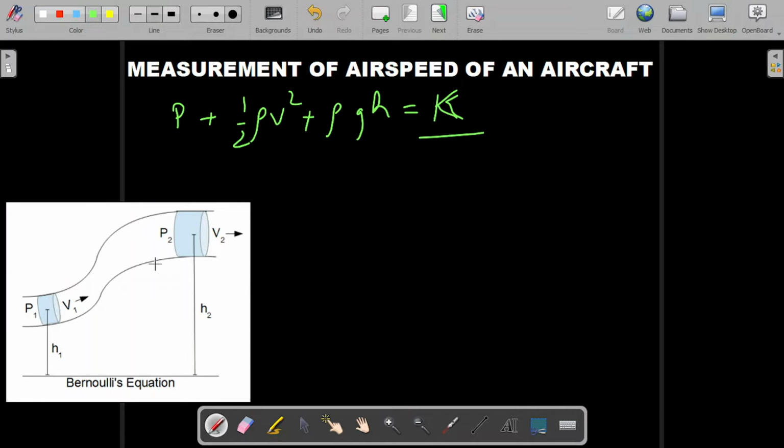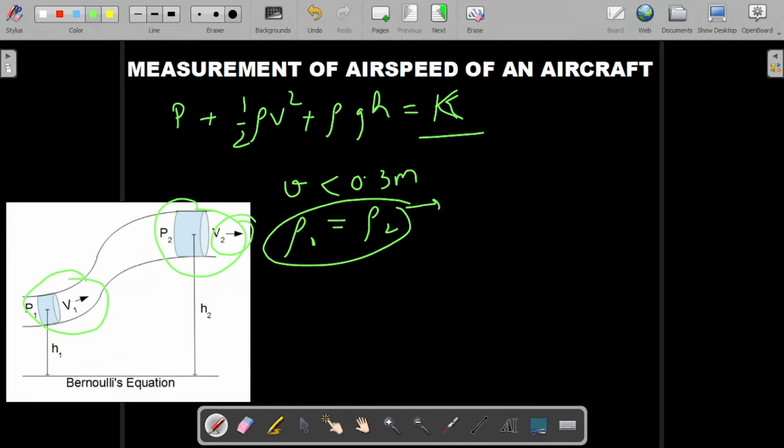As you can see in the system, there is an energy at point 1, there is another energy at point 2, and the total summation of the energy at both the points will be a constant. Another interesting fact: if a fluid is flowing with a velocity less than 0.3 Mach, then the density at point 1 will be equal to the density at point 2, and this fluid is known as incompressible fluid.